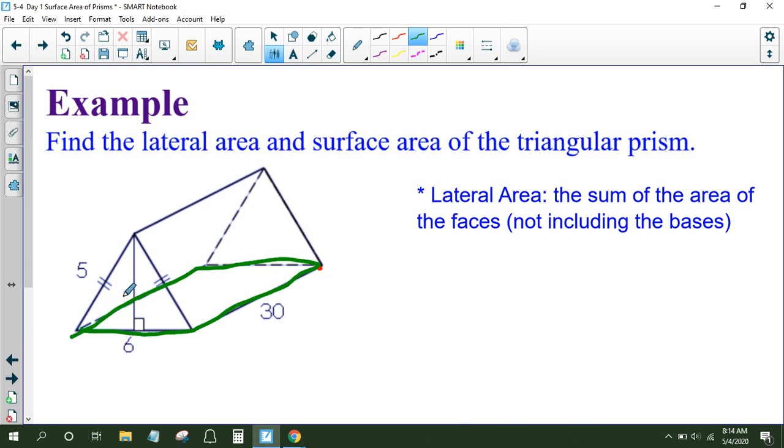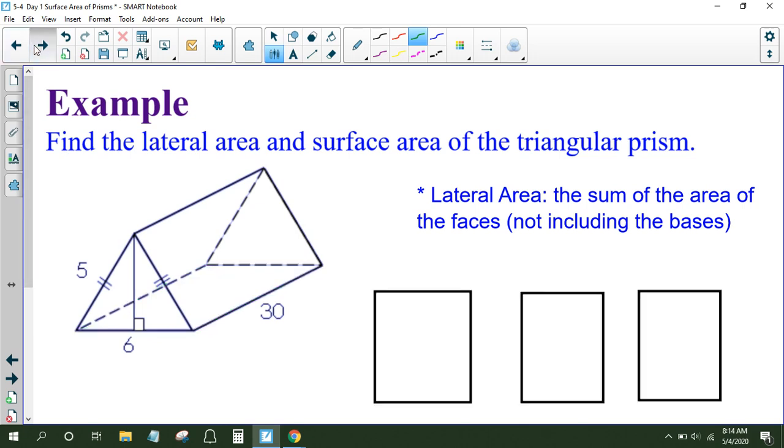So we're going to find the area of each of those three rectangles and then add them up. That gives us the lateral area. Again, this is 30 by 6. This would be the floor. This is a 30 by 5. Those are the two slanted sides. And another 30 by 5.